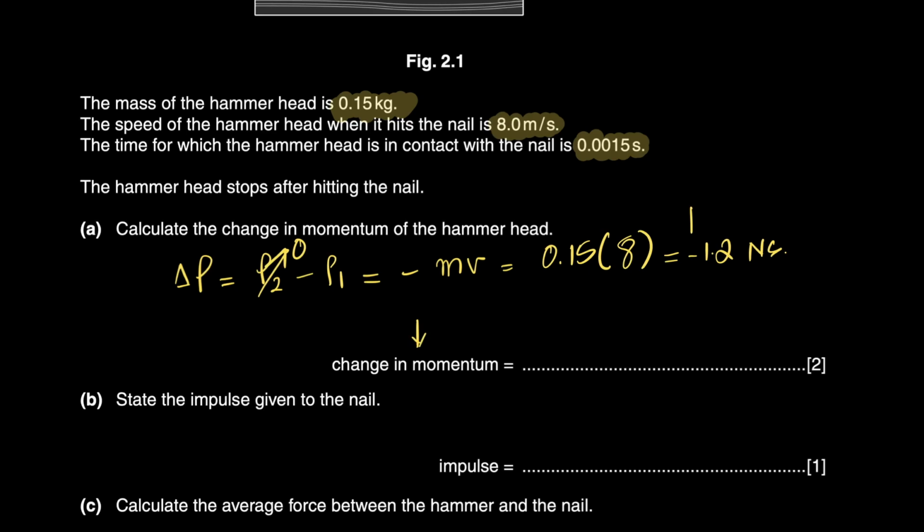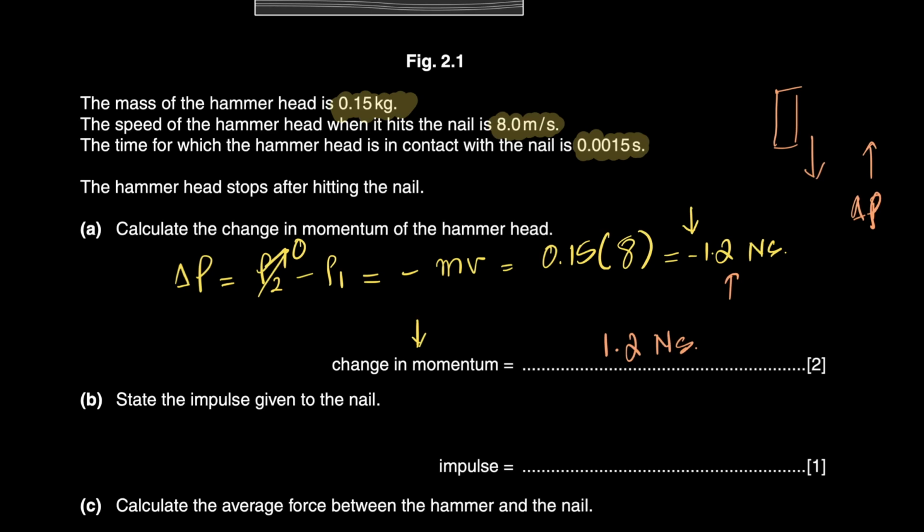The negative implies what? The direction. But the value is 1.2. So let's just quote the value. It is 1.2 Newton seconds or kilograms meter per second. This is done. Now, what does the negative sign imply? Well, the hammer's head, let's say this is a hammer's head, is moving down. The change in momentum is actually upwards, which makes sense because this slowed down, this stopped, right? Let's move on.